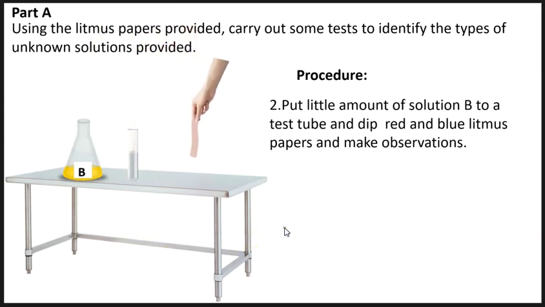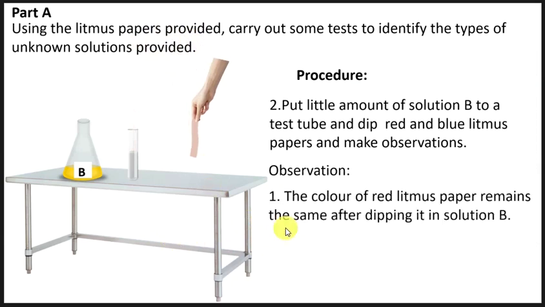So our observation here, we have seen that nothing has happened, right? So we'll say the color of red litmus paper remains the same after dipping it in solution B. Okay, then we'll also dip blue litmus paper. So we'll get our blue litmus paper and also dip it and observe what happens.